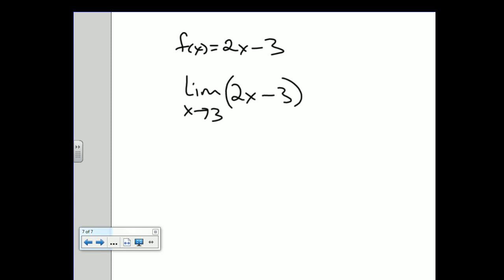Is 3 a valid input? In other words, can we plug in 3 for x? Yes, we certainly can. So it's simply 2 times 3 minus 3, so we get 6 minus 3, so the limit is 3. That's an example of the replacement rule.